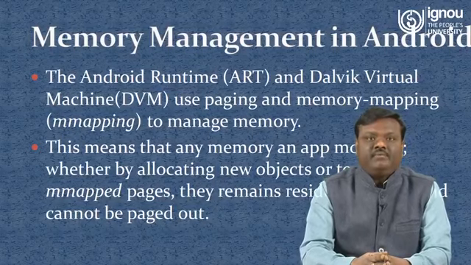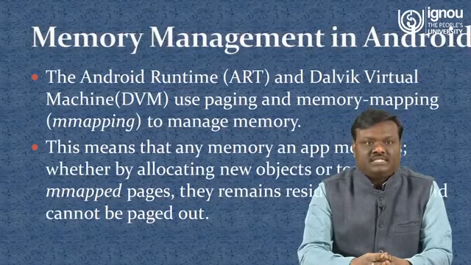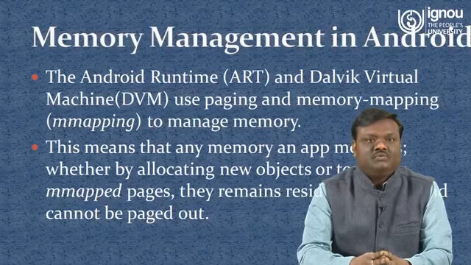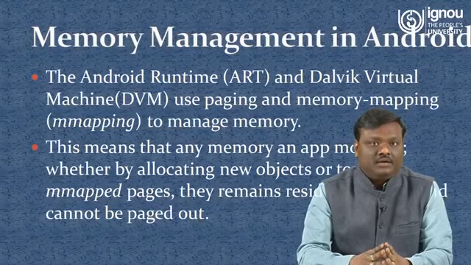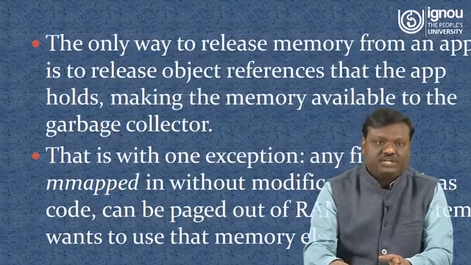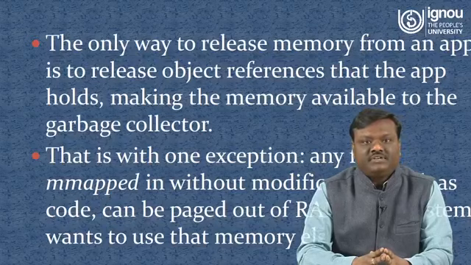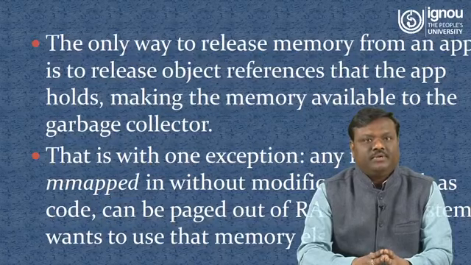This means that any memory an app modifies, whether by allocating new objects or touching memory mapping pages, remains resident in RAM and cannot be paged out. So this is how we had already studied the whole paging scheme. It is permanently following the same kind of paging scheme without any modification. The only way to release memory from an app is to release object references that the app holds, making the memory available to the garbage collector.